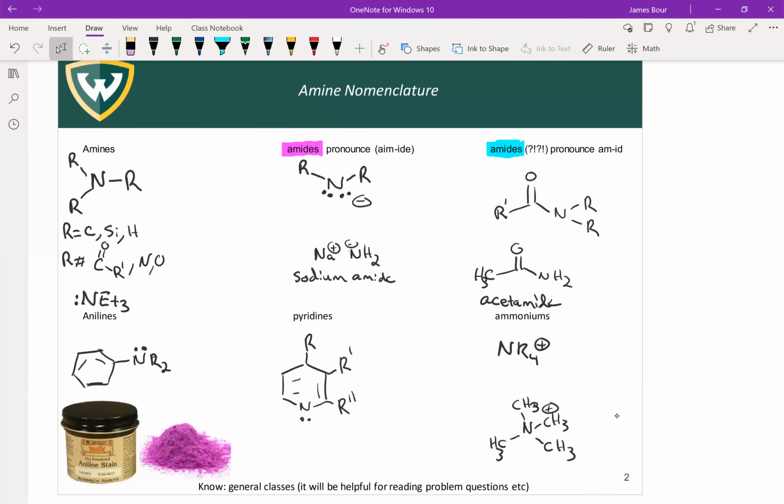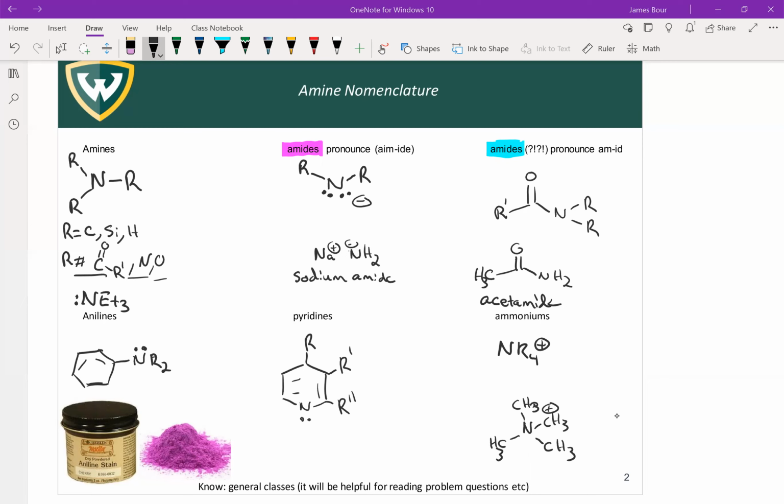Before we start with reactivity, it's a good idea to talk a little bit about nomenclature because there are a couple points of confusion with amines. In the top left here, we have just a generic amine where these R groups are carbon, silicon, hydrogen, and so forth. They are not carbonyls, nitrogen, or oxygen. If they have those sorts of R groups, they're something totally different. We'll talk about what those are here in a second.